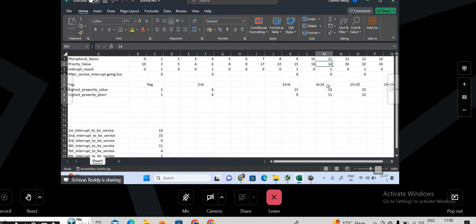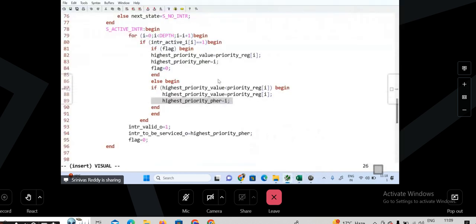Next, what I need to do? The interrupt, correct? Highest peripheral, this makes 0. Next, the highest interrupt value also makes equal to 0. Did you understand? You make all of this zeros once the service is done. Are you clear? Next, after this, what do I need to do?